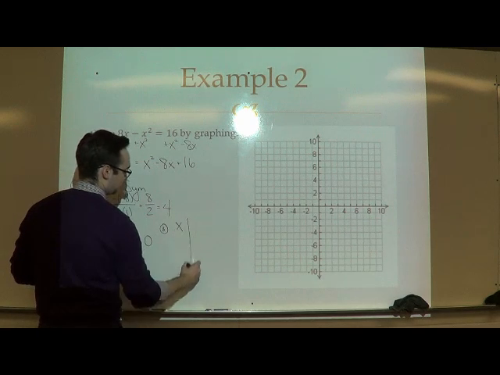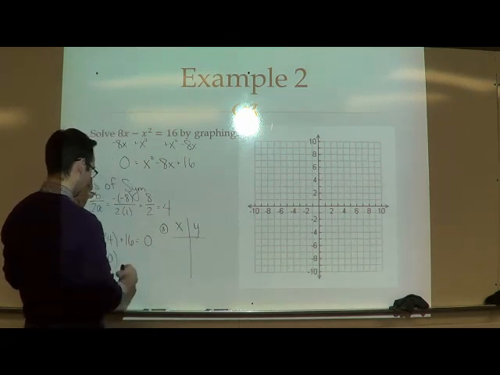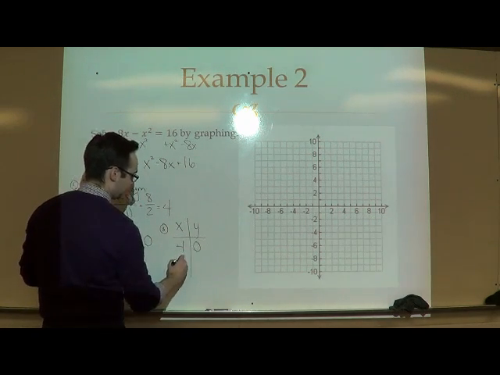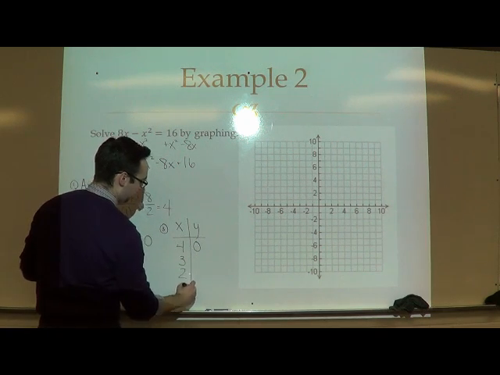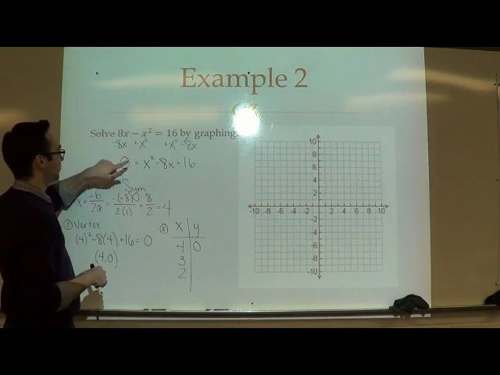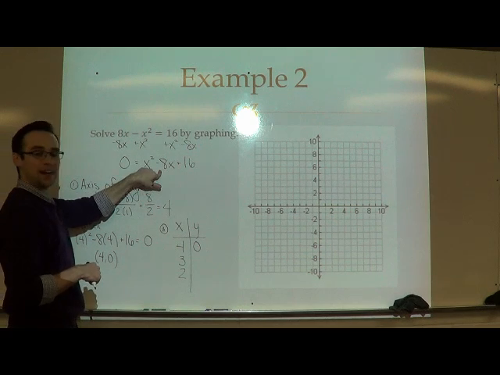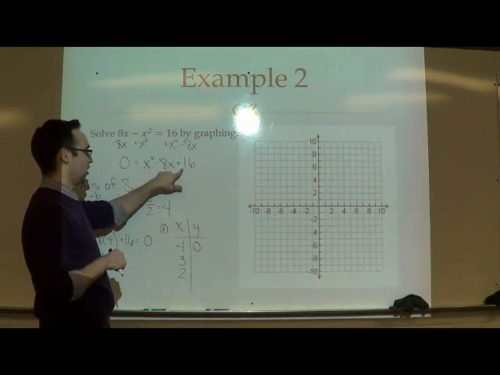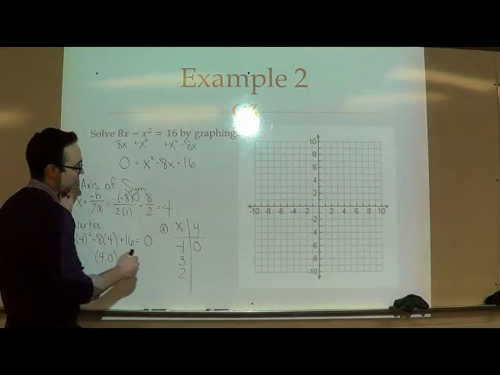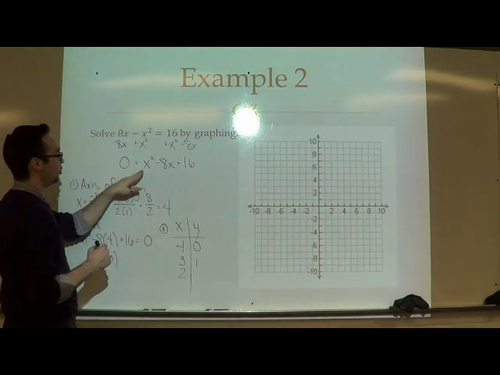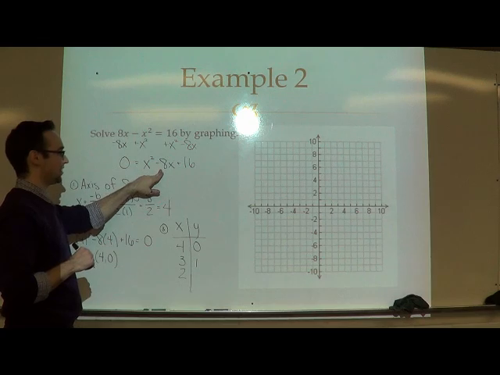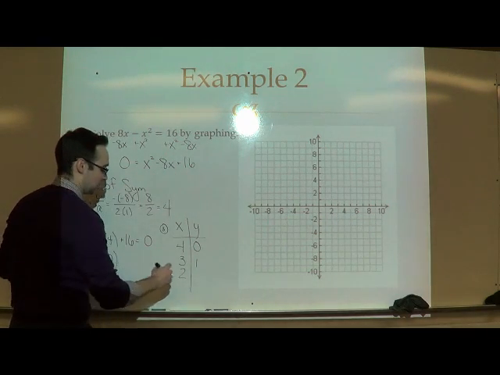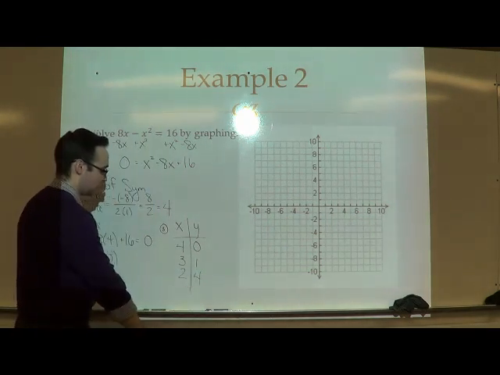Table of values, x and y. We have 4, 0, so then I'm going to go down to 3 and 2. So 3 squared is 9 minus 24. Excuse me, is going to be a negative 15 plus 16 is going to give us a positive 1. 2 squared is 4 minus 16 is negative 12 plus 16 is 4.